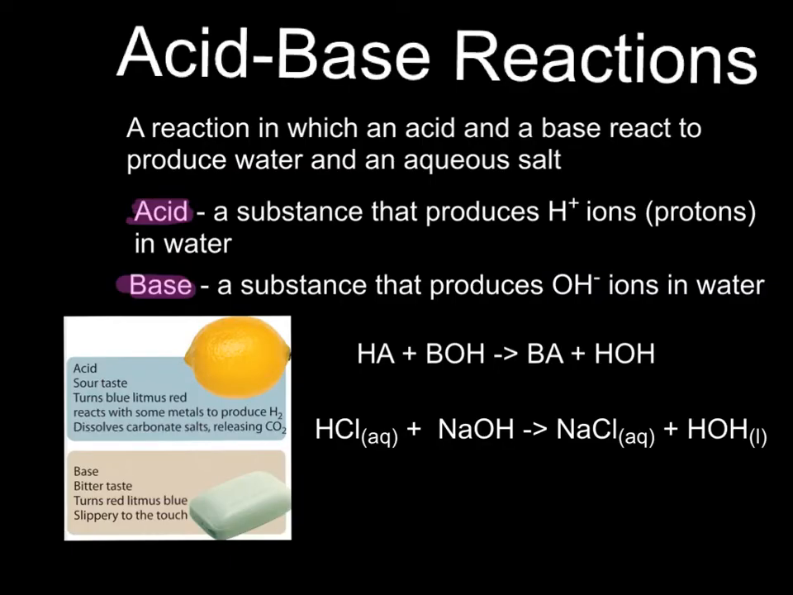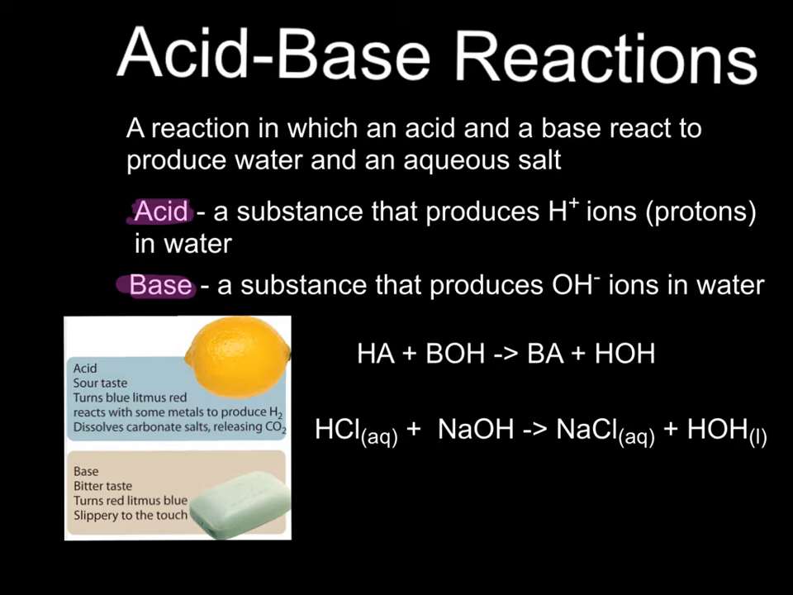So acid-base reactions are our second double displacement reaction that we're going to look at. Acid-base reactions are reactions in which an acid and a base react to produce water and an aqueous salt. You know you have an acid-base reaction when you see an acid as a reactant and water and some sort of aqueous ionic compound as the two products.